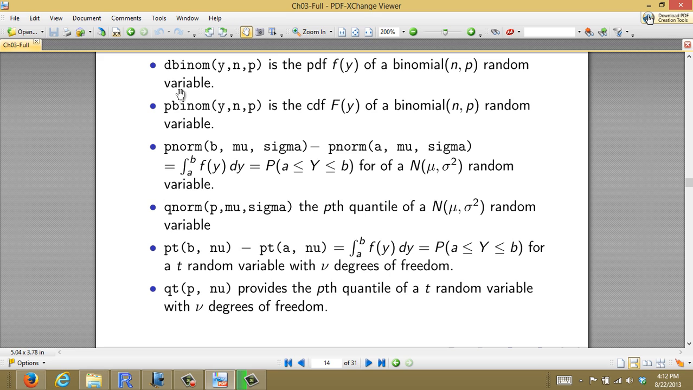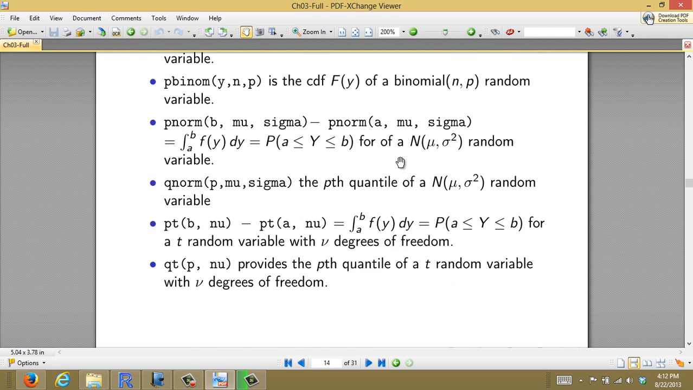So d stands for density, p stands for probability, and so pbinom is going to be the CDF, F of y, of the same binomial random variable. If, for example, you wanted probabilities of a normal random variable, then you would use the pnorm function. You would supply it with the upper bound of the CDF that you were interested in. Then you have to supply it with the mean and the standard deviation of your normal random variable, and subtract from that any lower bound that was of interest.